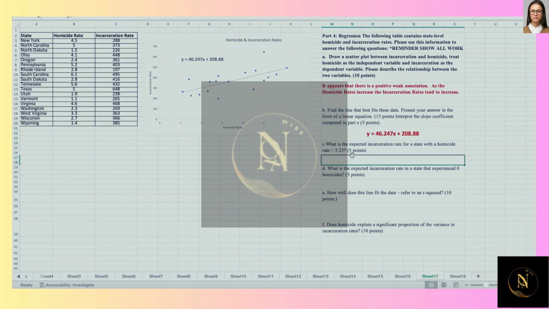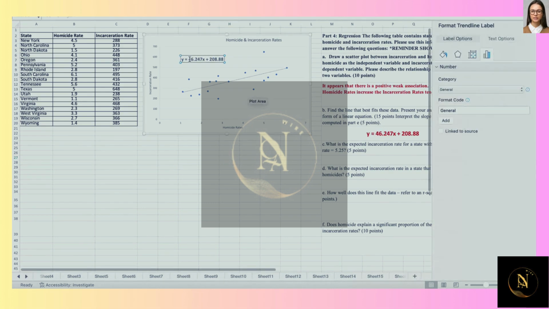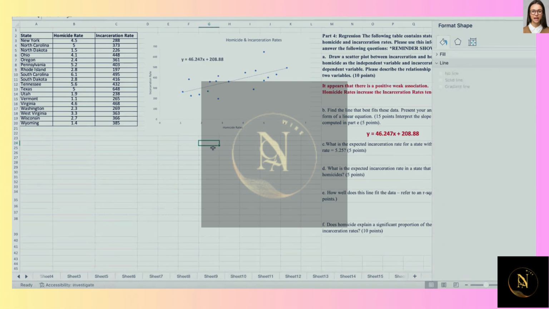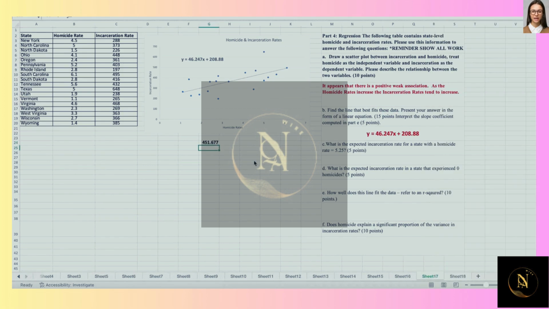It says, what is the expected incarceration rate for the state with a homicide rate of 5.25? So what I'm going to do is take this equation. I'm just going to highlight the equal sign with the slope and the y-intercept. And then I'm going to put, in place of x, the multiplication sign and 5.25. And just get rid of that, and then I'm going to hit enter.